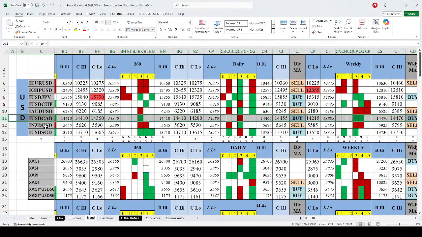market, dollar CAD. Flat with an upside bias on the 6 hours, flat with the downside bias on the daily, flat with an upside bias on the weekly, which means it is mixed signals.